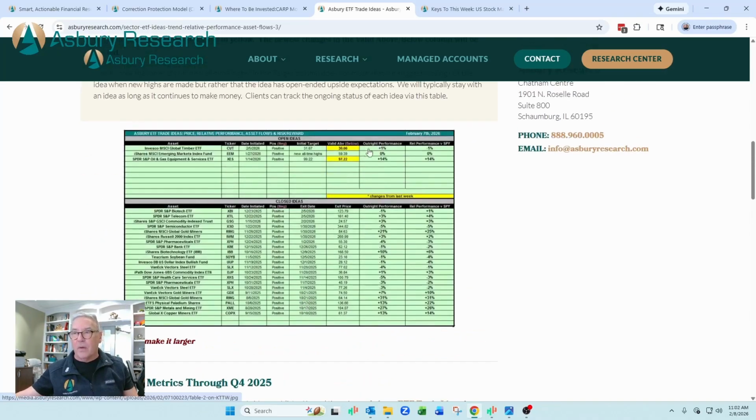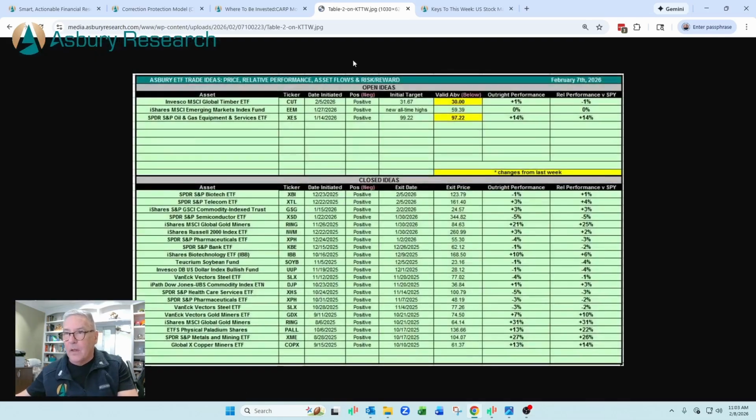The ones that we currently have going on now, we've got CUT, EEM, and XES. And I'm going to go through those. I'm going to go through the entire Models Monitor in just a few minutes, and we'll look at everything that we have open, so to speak, in terms of open ideas. But I wanted to let you know how this works.